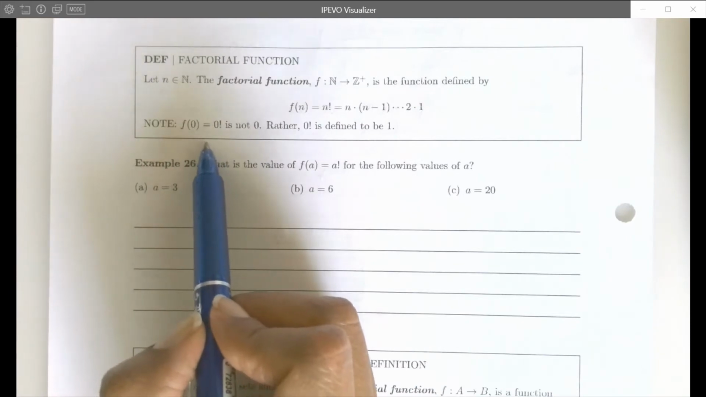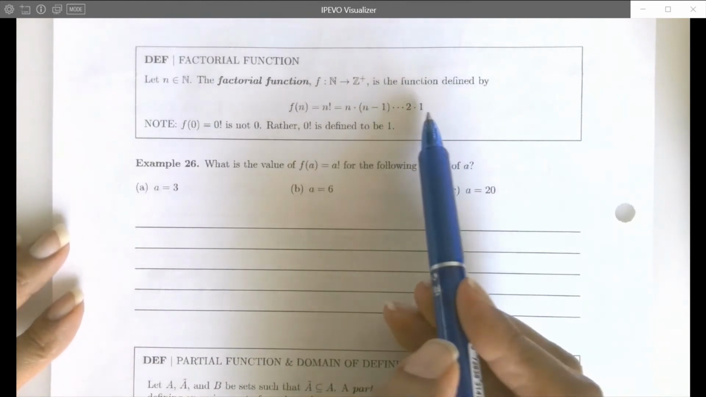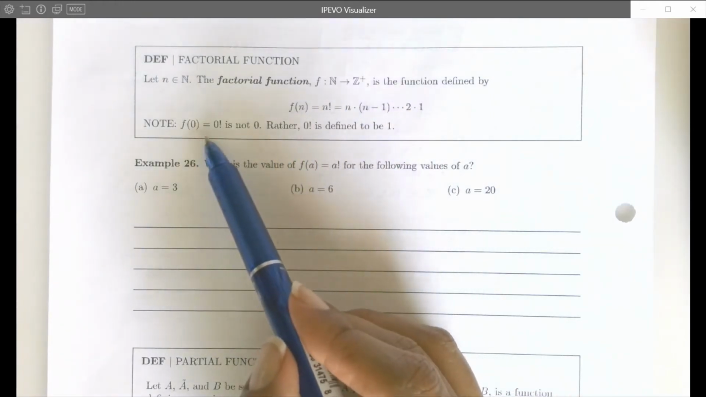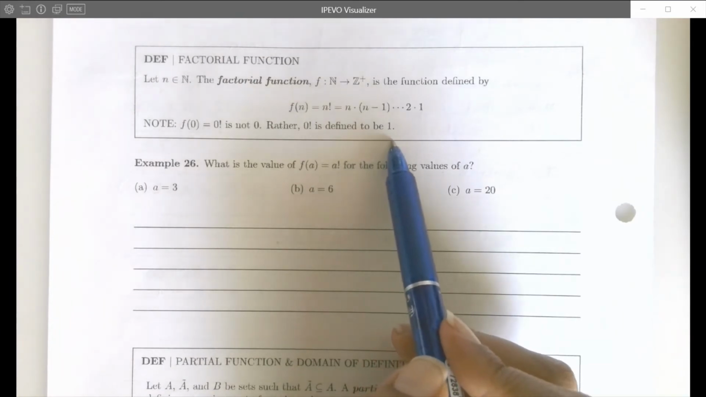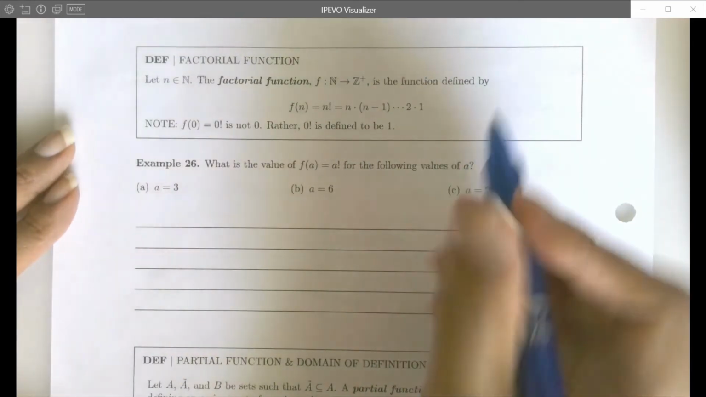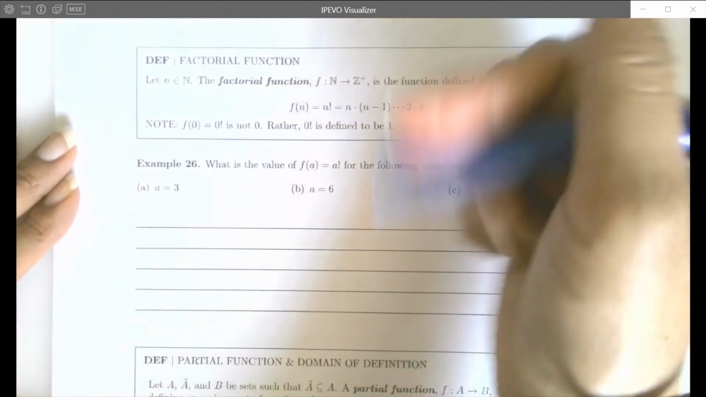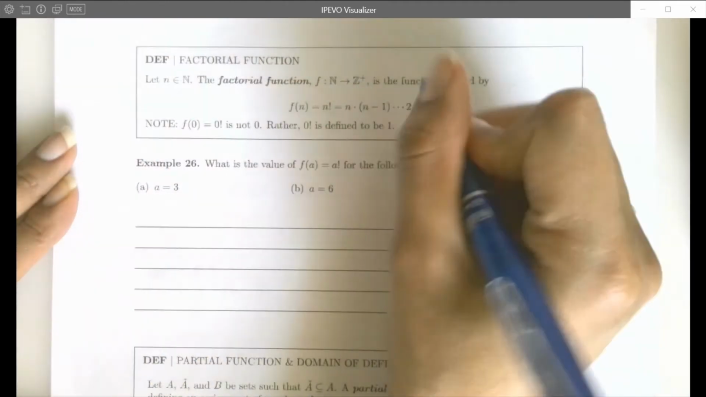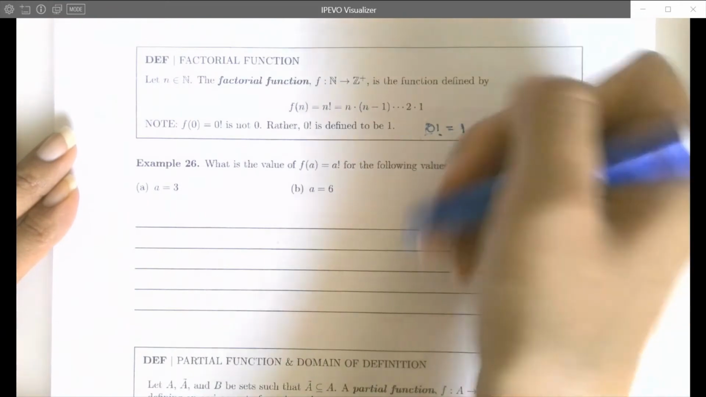At 0, that's where we have to be careful though, because if you notice, this is the product, and the smallest factor of this product is a 1. So if you take 0 factorial, that is not actually 0. That's just defined to be 1. Okay, so in general, we have 0 factorial, and actually let me correct that. 0 factorial is 1 always.